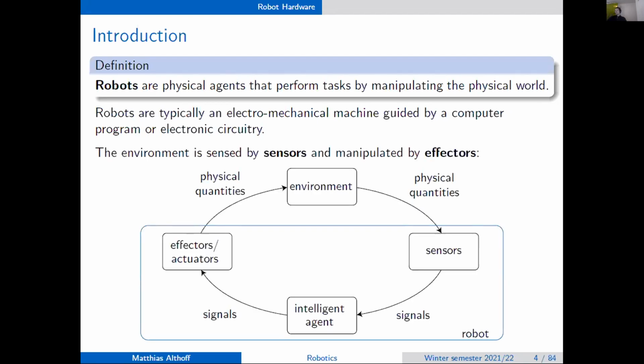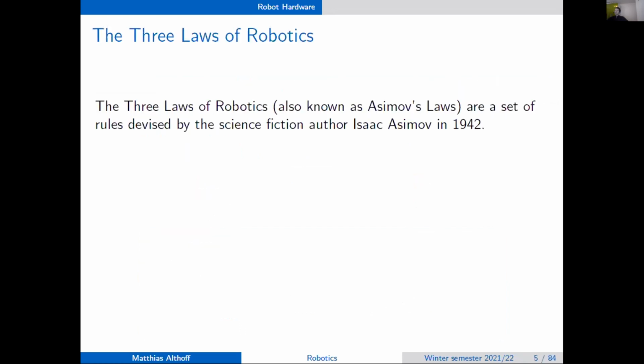Essentially, we can take the picture from the first lecture where we discussed the action perception loop. You have an environment, and physical quantities observed by sensors, which translate them into signals. Then an intelligent agent takes these input signals and produces output signals, which are forwarded to some actuators or effectors, which then change the environment physically. And the robot is nothing else than an intelligent agent plus sensors and actuators. So this is really the general definition.